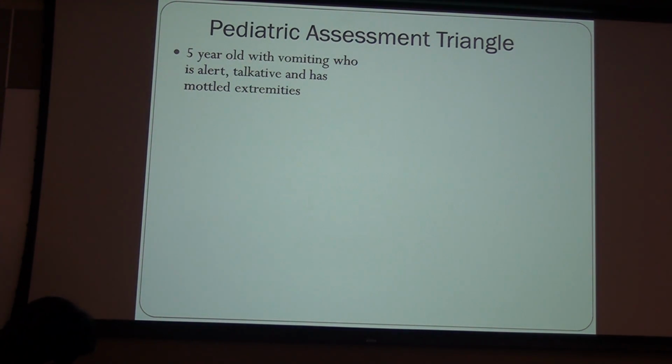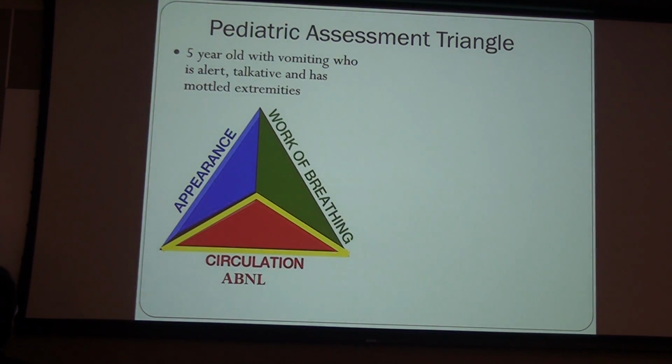So this is a 5-year-old with vomiting who's alert, talkative, and has mottled extremities. How would you describe this 5-year-old's across-the-room pediatric assessment triangle? What's that? Sick. So potentially sick. What's their appearance? Their appearance is potentially normal. They're alert, talkative, interacting with you. Their work of breathing, they don't mention anything about. And their circulation is what's abnormal.